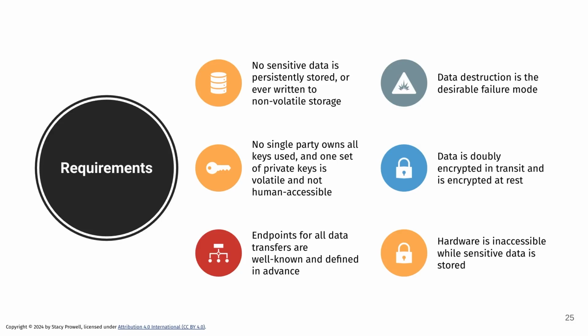Endpoints for all data transfers are well known and are defined in advance. Data destruction is a desirable failure mode. Data is doubly encrypted in transit, right? It's across two channels, two SSH channels. And it's encrypted at rest. It's an encrypted RAM drive. Hardware is inaccessible while sensitive data is stored. And we'll cover that in just a moment.